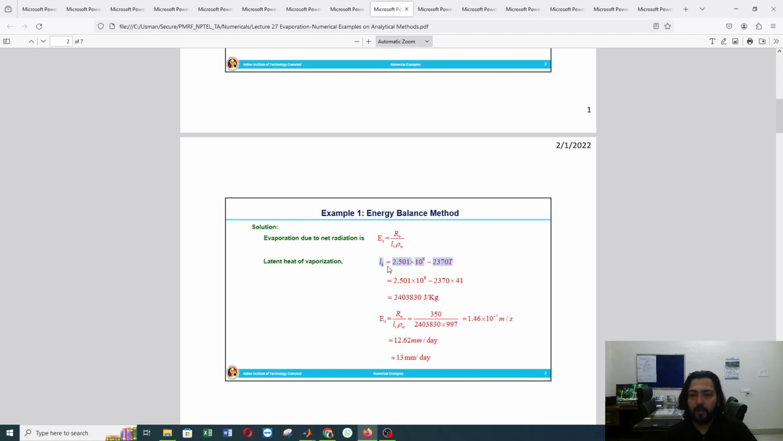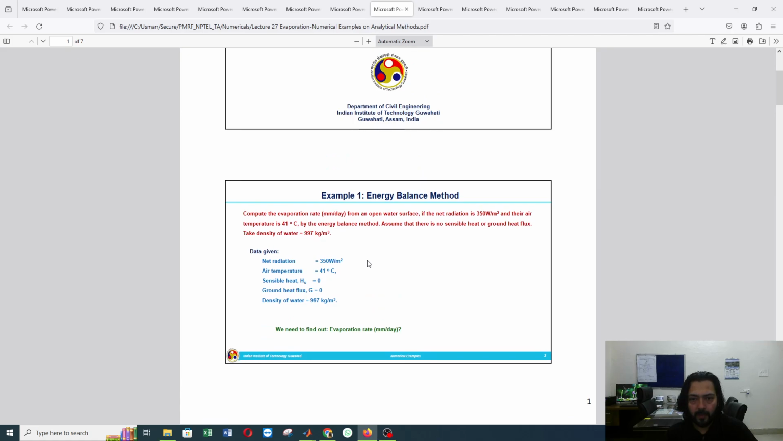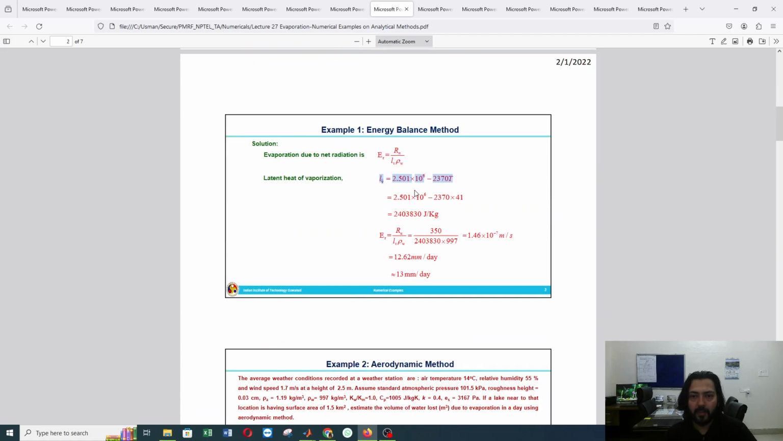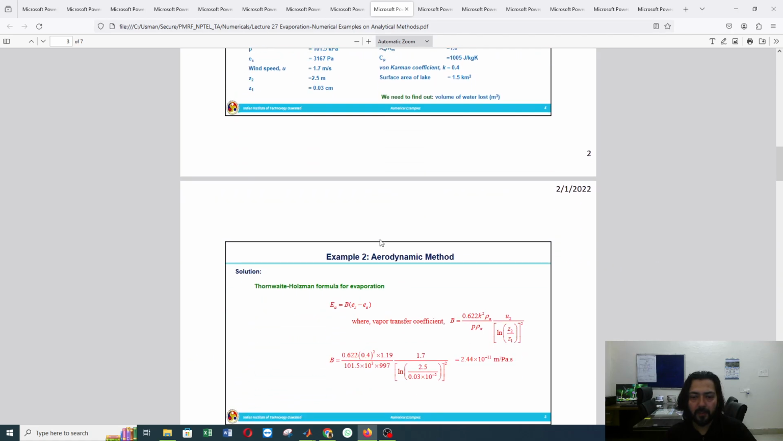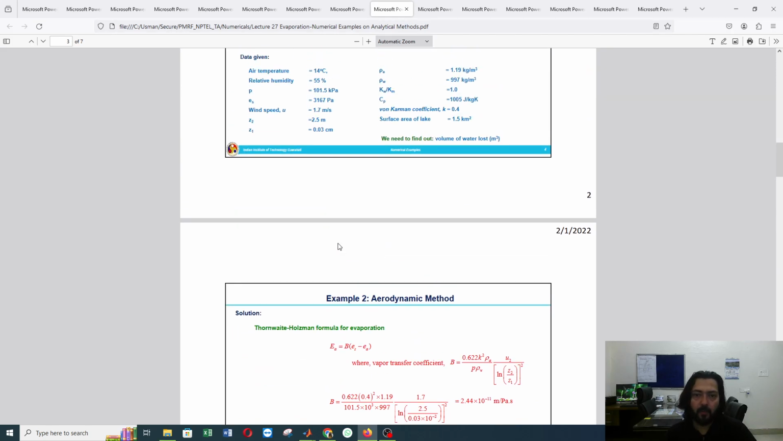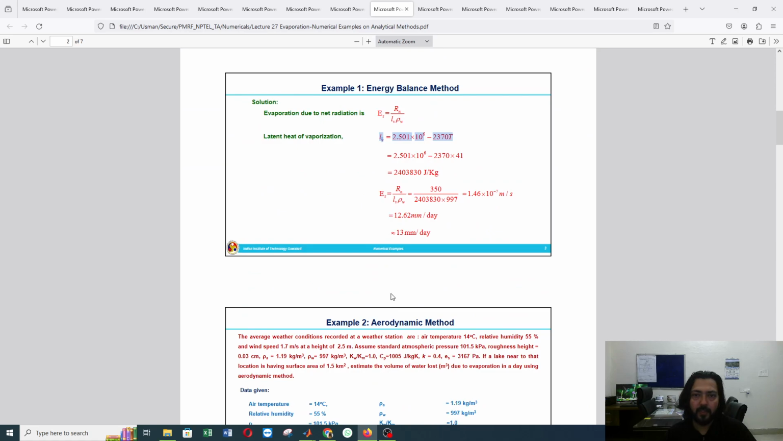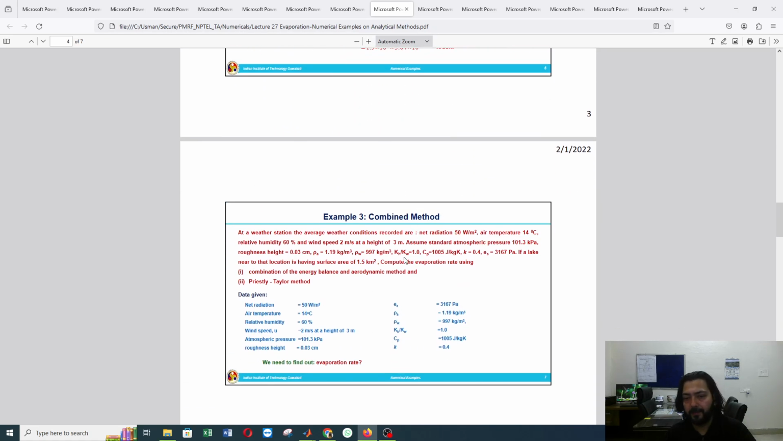If you remember this equation, it is quite easy to solve the energy balance method, and the equation is also not that tedious. Then we have talked about the aerodynamic method. The equation for the aerodynamic method is quite tedious, so we have to remember this equation. And when we combine these two methods, we get the third method called the combined method.